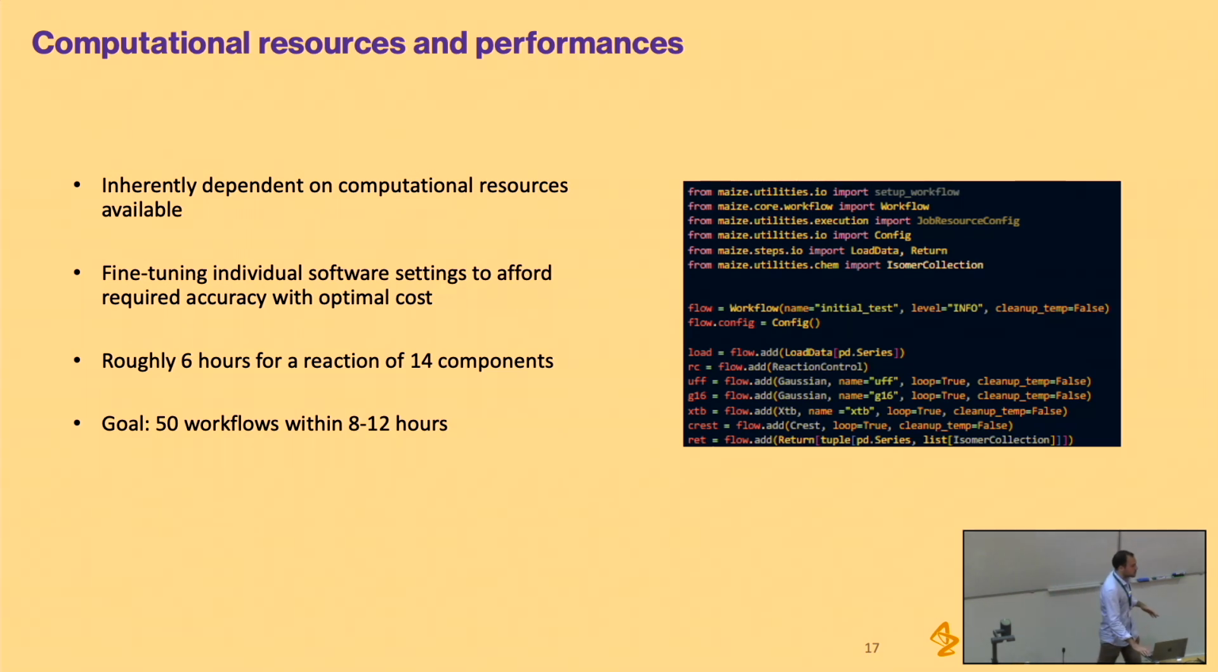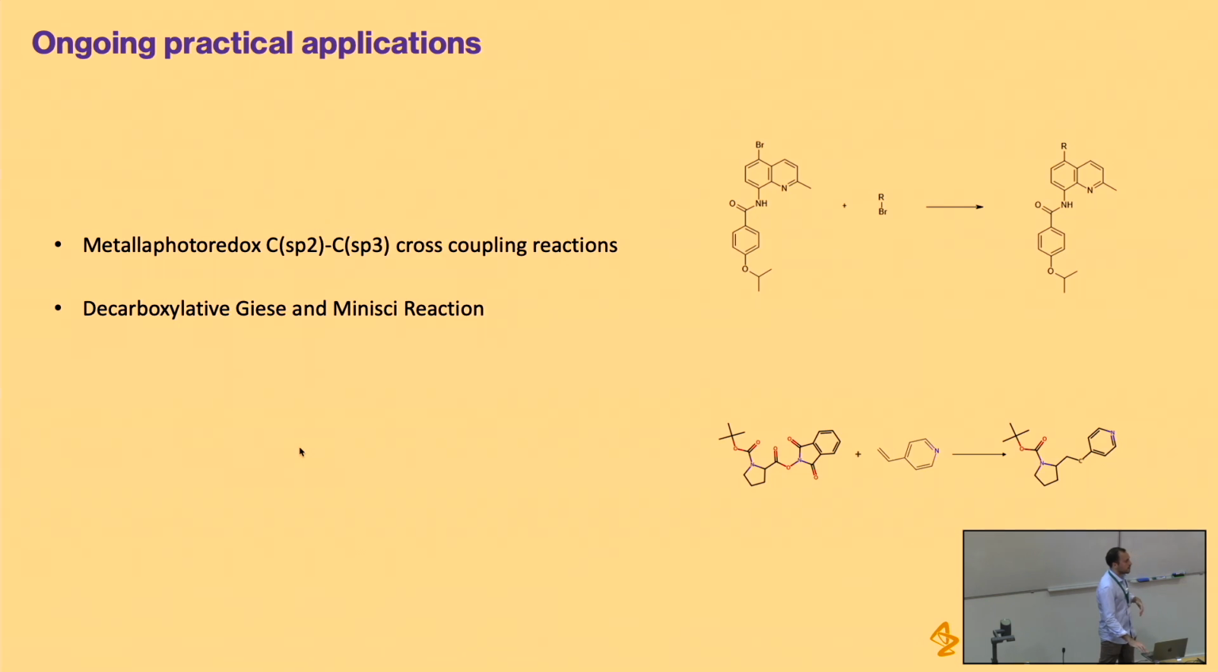So right now we are studying 2 reactions with this model, with this workflow. One is the metal photoredox carbon-carbon cross-coupling, and the second one is the carboxylative Giese and Minisci reaction.